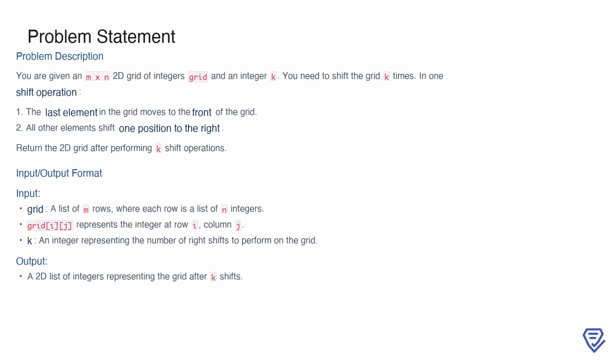In this problem, you are given a 2D grid of integers with dimensions m x n and an integer k. Your task is to shift the grid k times according to a specific rule. In each shift operation, the last element in the grid moves to the front, and all other elements shift one position to the right. After performing k shifts, you need to return the resulting grid as a 2D list of integers. The input consists of the 2D grid, where each row is a list of integers, and the integer k representing the number of shifts. The output should be the updated grid after applying all the shifts.